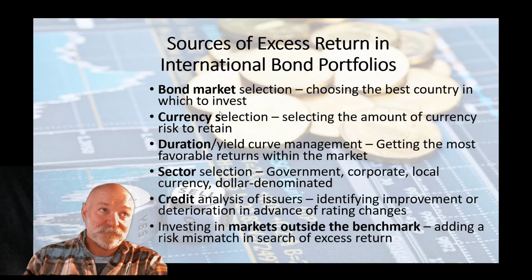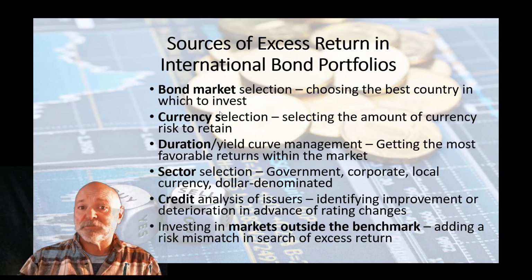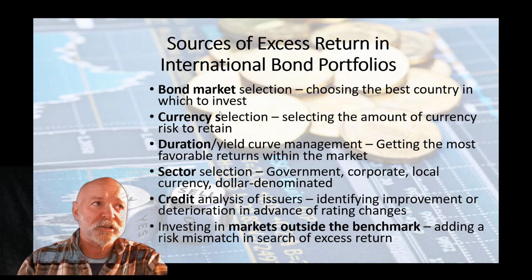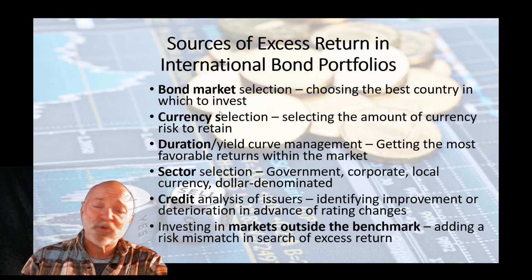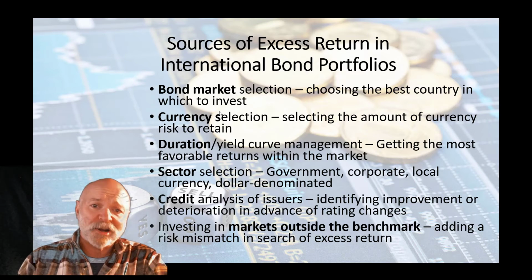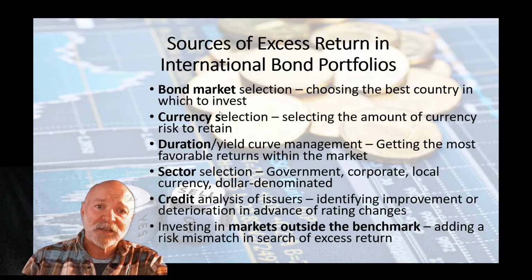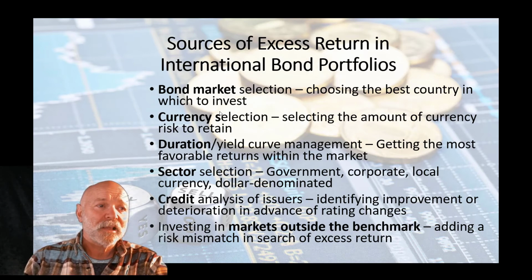Now, some of the ways that we get returns that are above the essential predicted yield on a bond instrument: choosing the best markets in which to invest. Of course, we may see higher returns because of improved credit conditions in those markets, but also because of currency differences. Currency selection then becomes the next one.